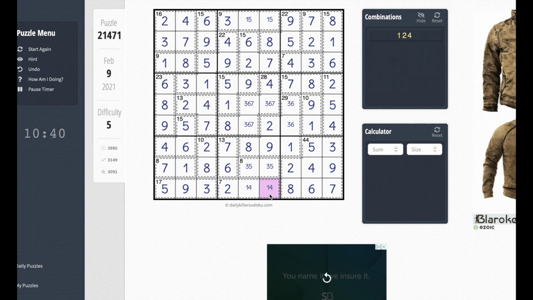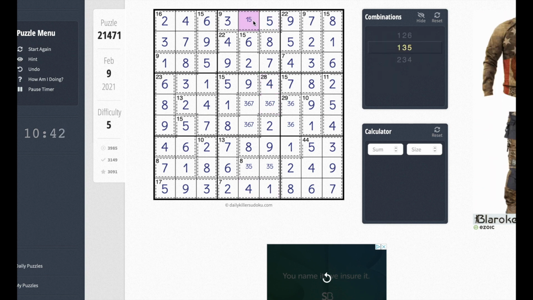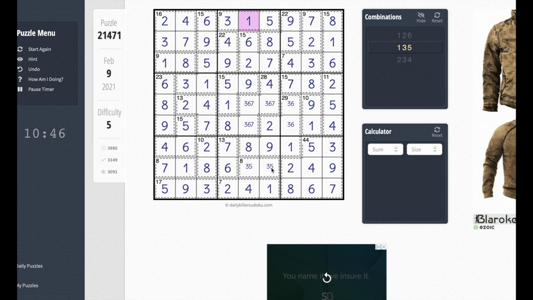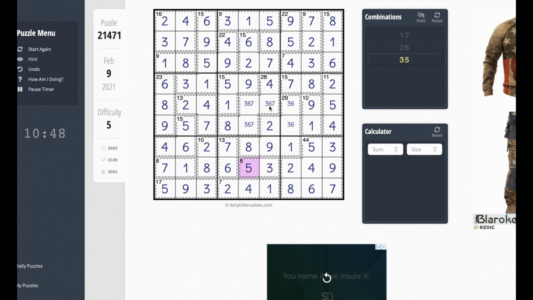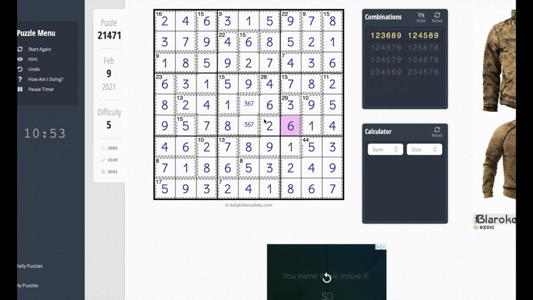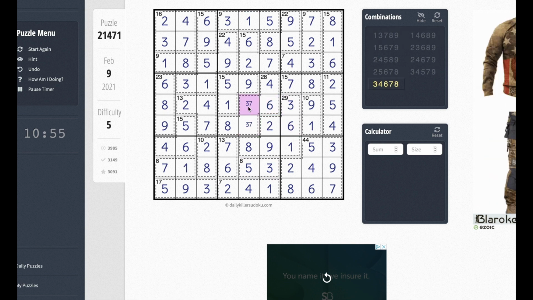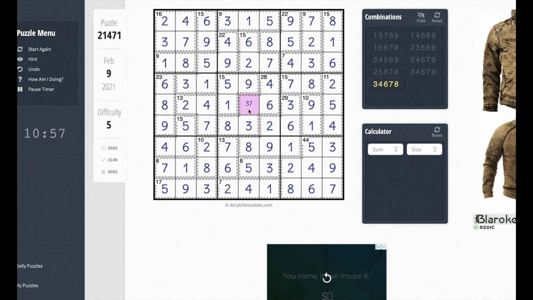Here you go. Look, 4 comes down to here. 1 goes up to there. 5 comes down to here. So that can't be a 3 or a 7, that makes it a 6. We'll also clean those while we're at it. 6 out of there. So 7 out and 3 out.